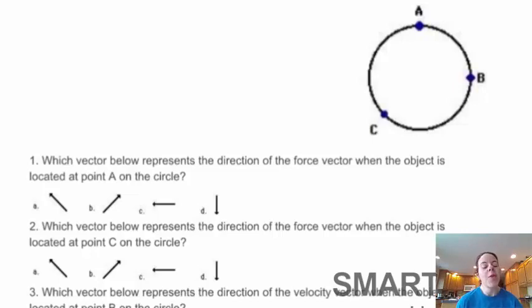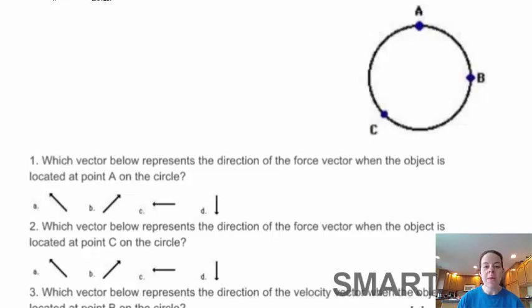So I thought I would go through some of this packet with you because a lot of people have had some questions. So let's go to here. I thought I would start on this page where you have this multiple choice. You're saying which vector represents the direction of the force vector.